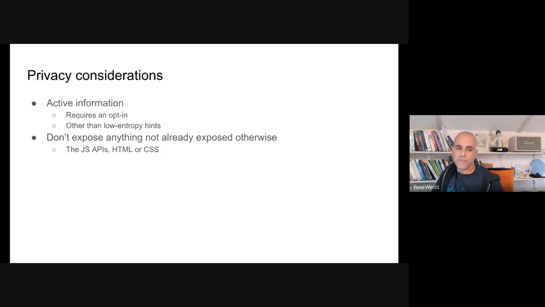So, in terms of privacy considerations, information exposed with client hints should be regarded as active information exposure because it requires an opt-in, and the browser can also refuse to send that information or lie in weird cases, although that's not currently happening. So at least the high entropy hints are active information. The low entropy hints continue to be passive information, but it is low entropy enough to justify that.